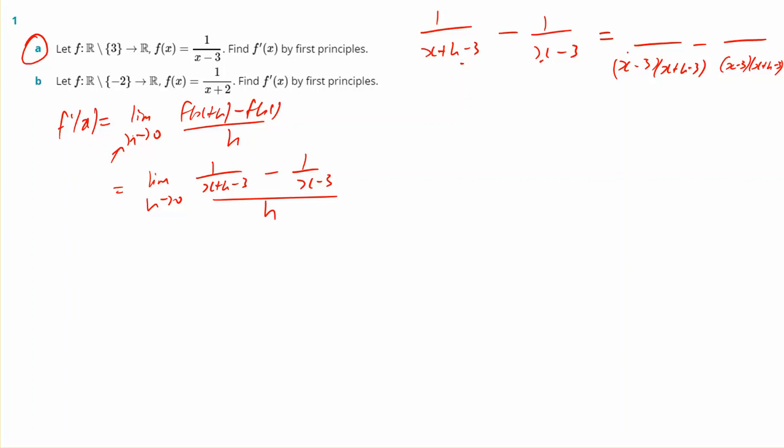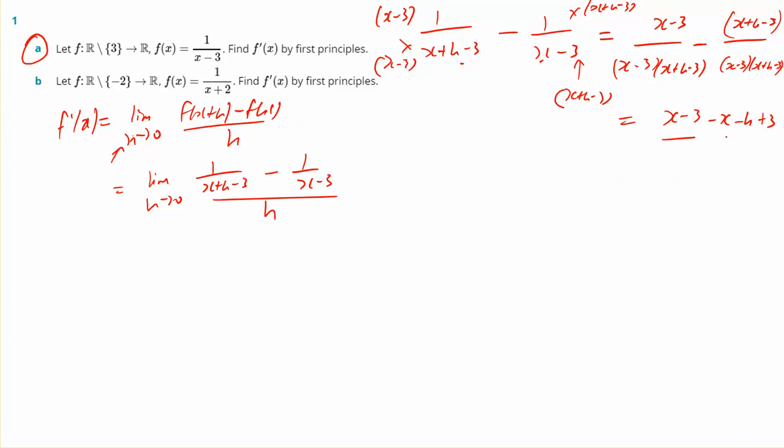And then what do I need to do? So I multiply the top by x minus 3, and I multiply the top here by x plus h minus 3. I multiply the bottom by x plus h minus 3. Okay, so what I do to the top, I do to the bottom. Now, because there's a negative here, the negative belongs to the whole. Okay, so we've got x minus 3 minus x minus h plus 3 over x minus 3, x plus h minus 3.